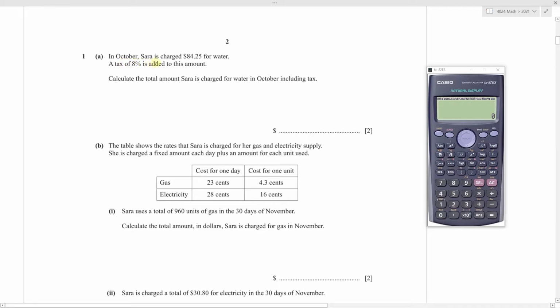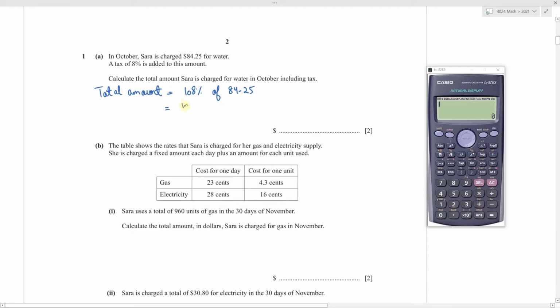In October, Sarah is charged $84.25 for water. A tax of 8% is added to this amount. Calculate the total amount Sarah is charged for water in October, including the tax. So the total amount including the tax will be, so the tax is 8% of this value. So that means 108% of $84.25 is the total amount, including tax, that Sarah was charged.